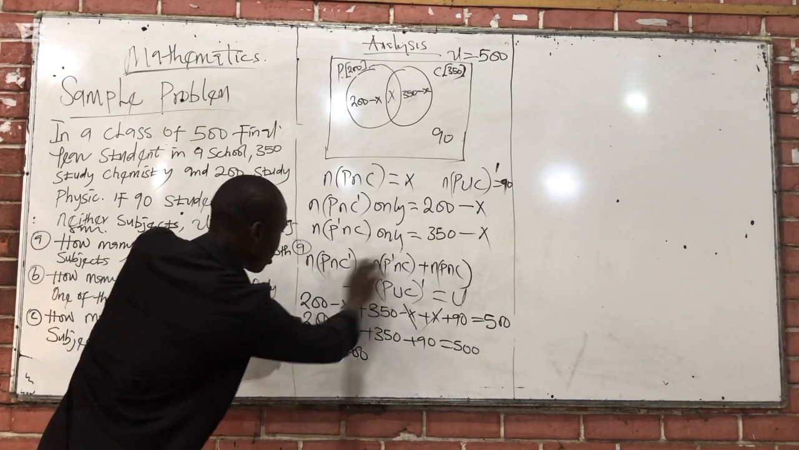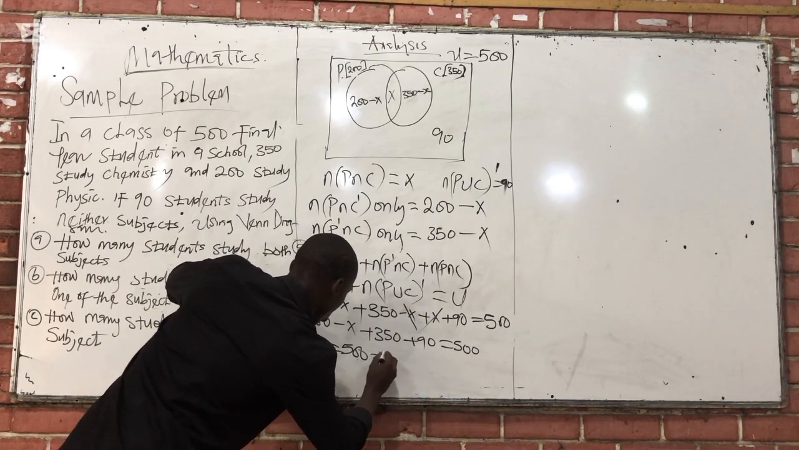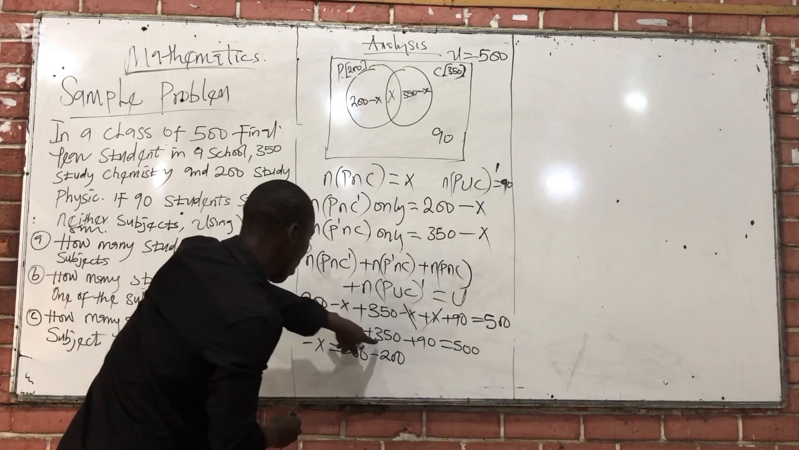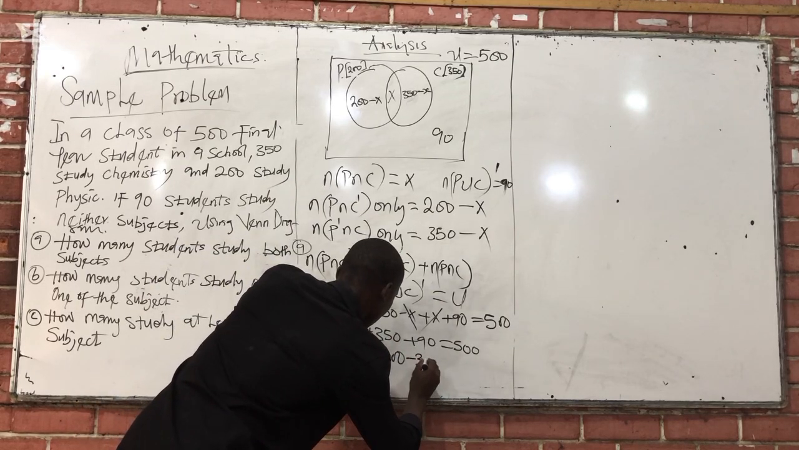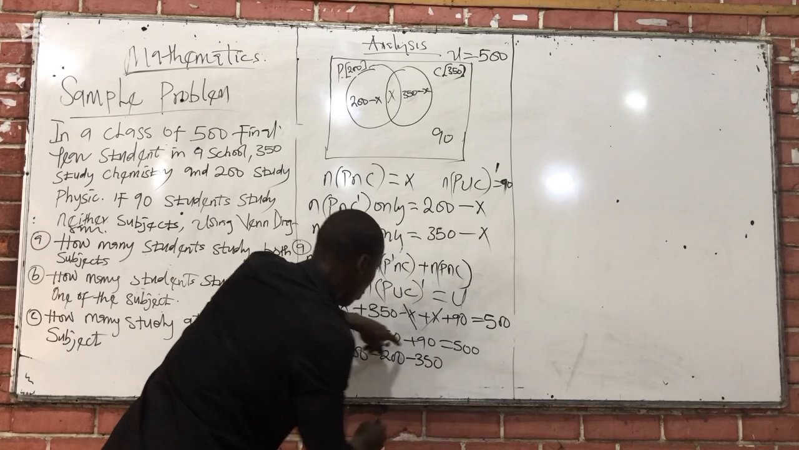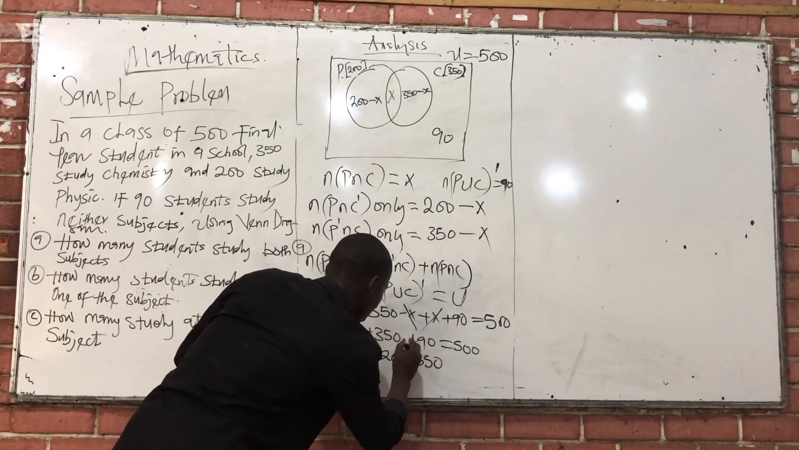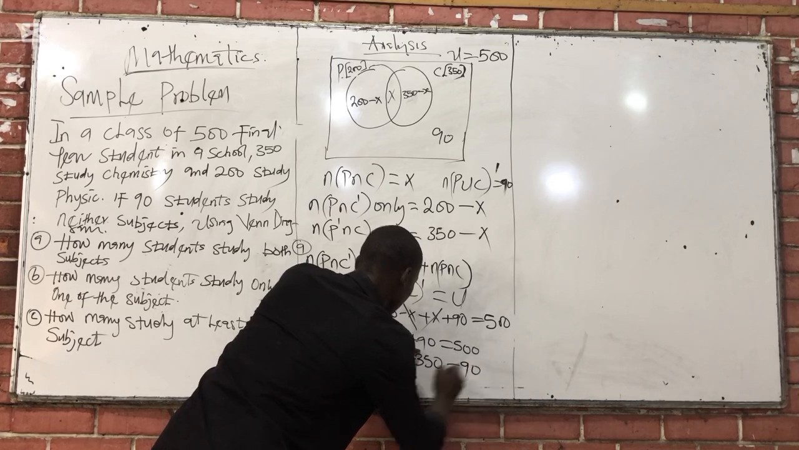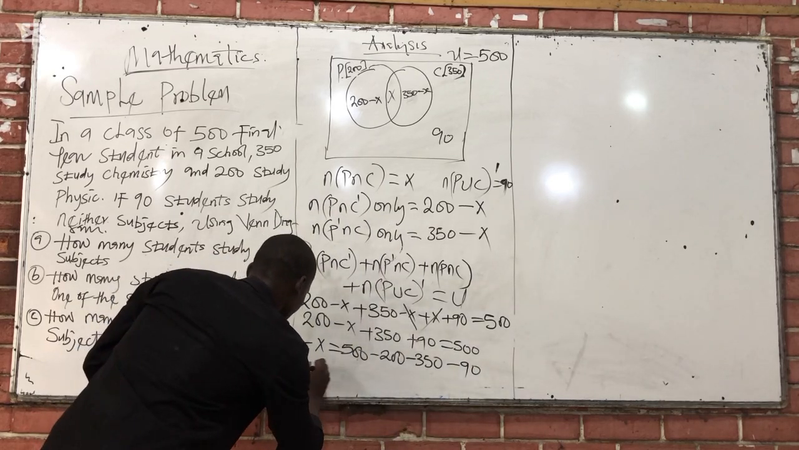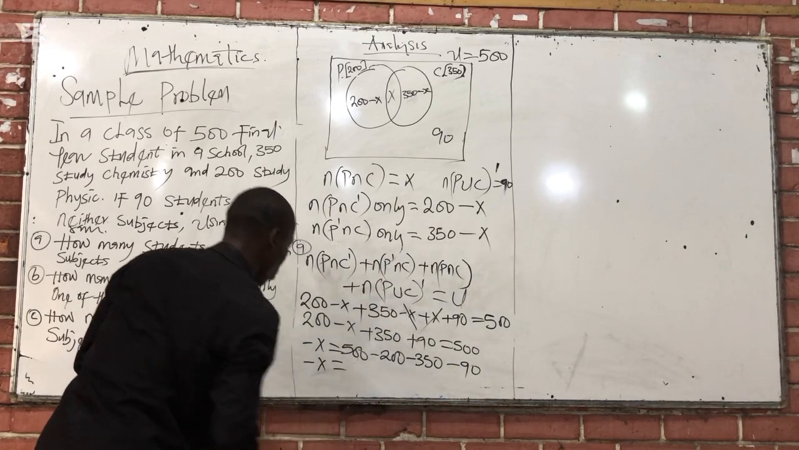We are going to be having minus x equal to 500. So when 200 crosses the equal to side, it changes to minus 200. We have 350, when it crosses, it changes to minus 350. And this is plus 90, so when plus 90 crosses, it changes to minus 90. So I have minus x equal to.